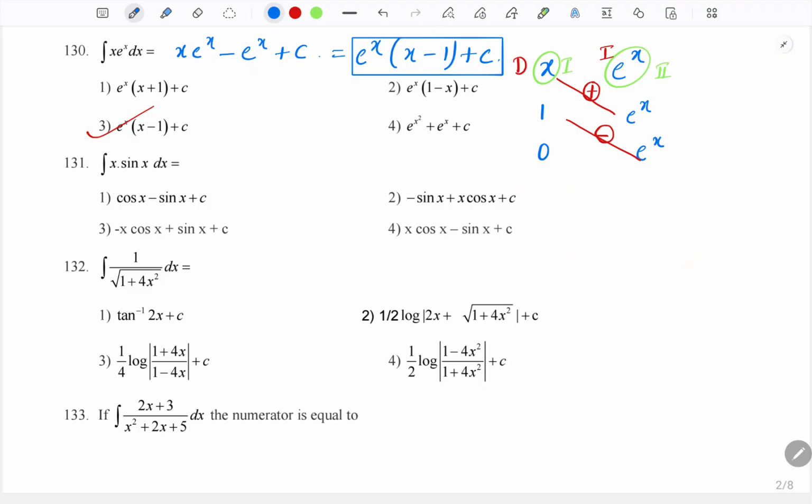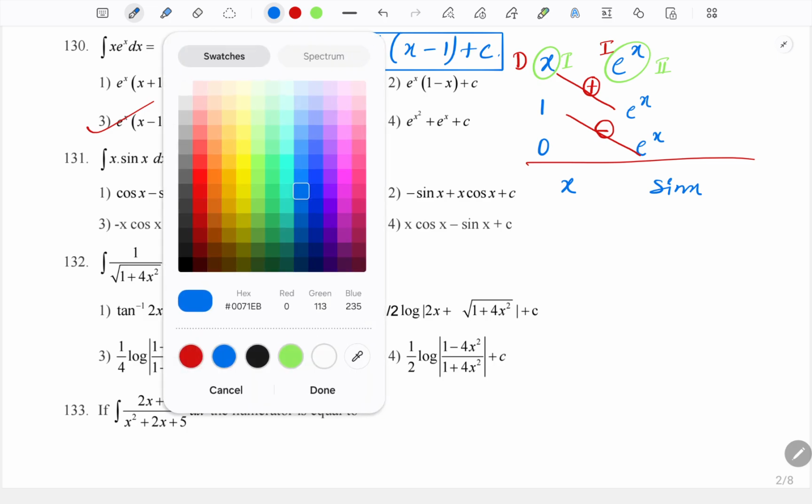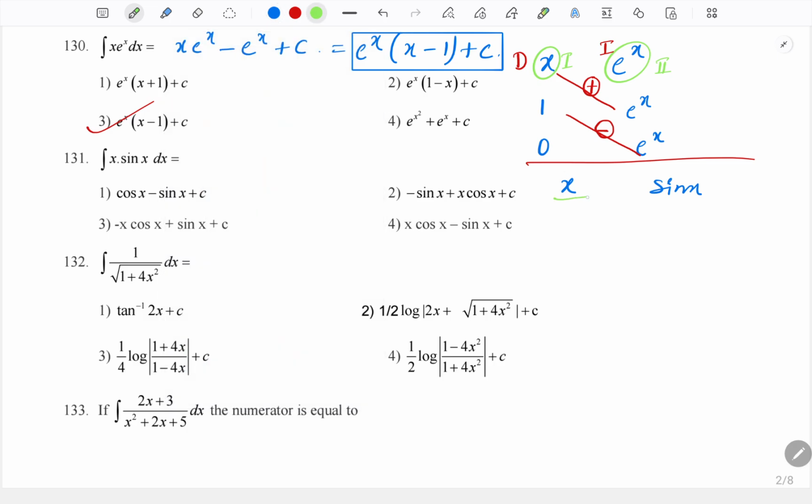First, what is given here? By using ILATE, x is algebraic and sin x is trigonometric. So x will come first, sin x next. The second function is sin x, right? So on this side do derivative, on this side integration. Derivative of x is 1, next 0. Integral of sin x is minus cos x. Integral of minus cos x is minus x sin x.